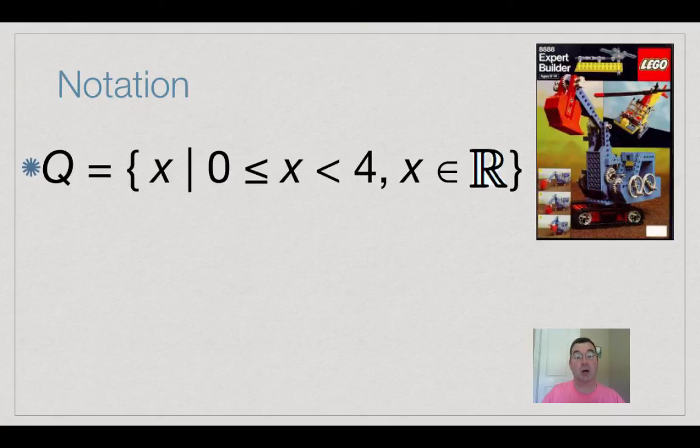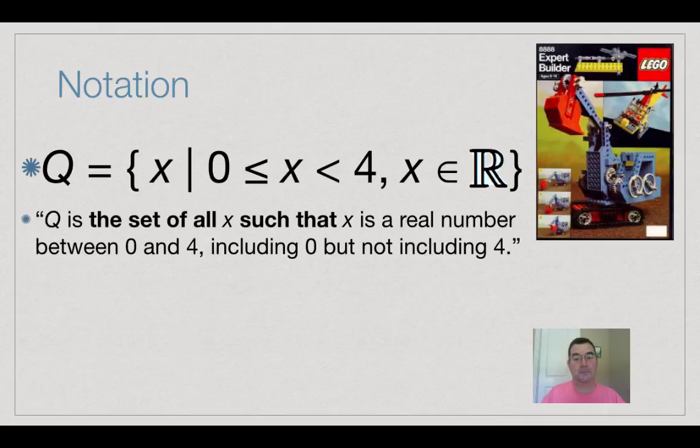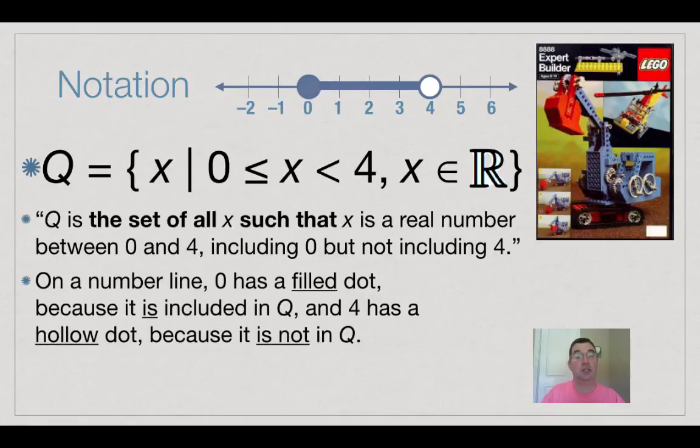Q is the set of all x's such that 0 is less than or equal to x is less than 4, and x is an element of the set of real numbers. That's how you would say that. So we are including 0 in our set of real numbers and everything after it up to, but not including 4. That's the set of numbers we're dealing with. We can show it on a number line like that, with a solid dot over the 0 and a hollow dot over the 4.